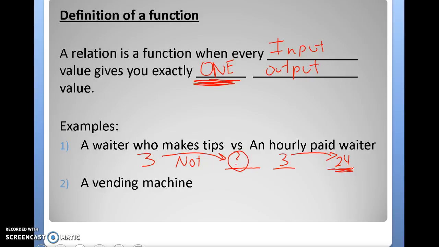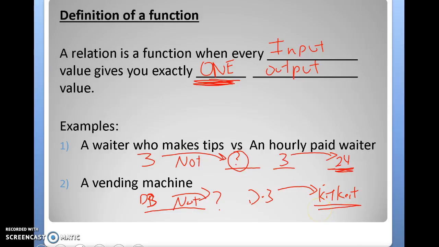Another example that you can think of is a vending machine. Let's say that you go to a vending machine and you want a certain candy bar, so you plug in D3. So D3 happens to be a certain candy bar, but let's say there are several D3s. And so you don't know what candy bar you're going to get. That particular situation would not be a function. However, if you plug in D3 and out comes your candy bar that you want because there's only one D3, let's say it's a Kit Kat bar, then that is an example of what a function is, because every time we plug in the input of D3, we know exactly what we're going to get back out.